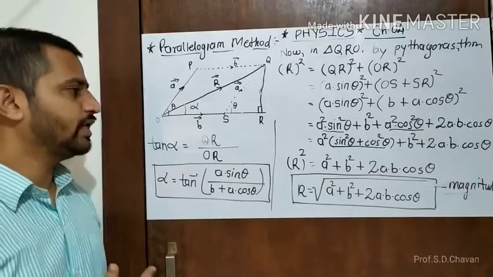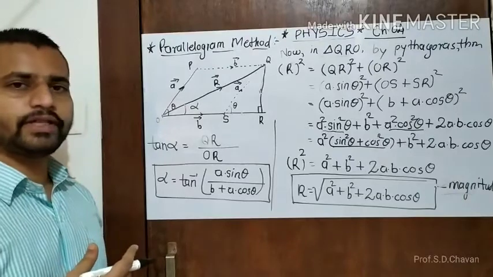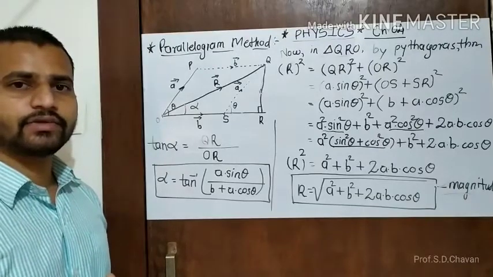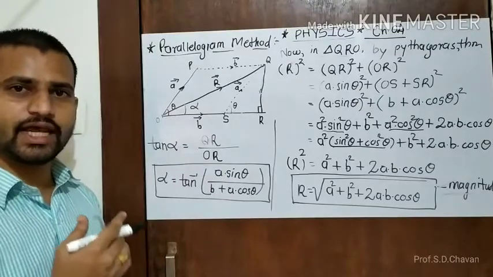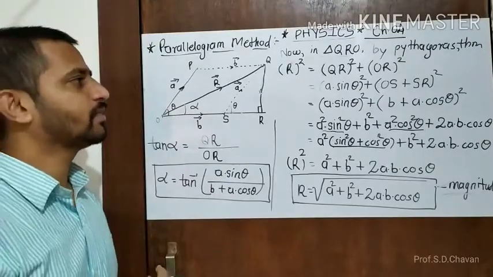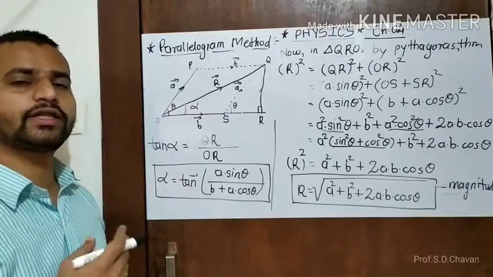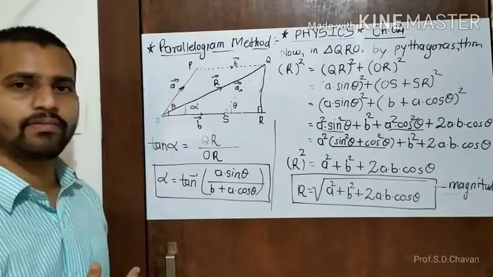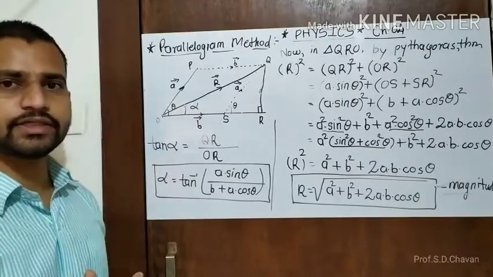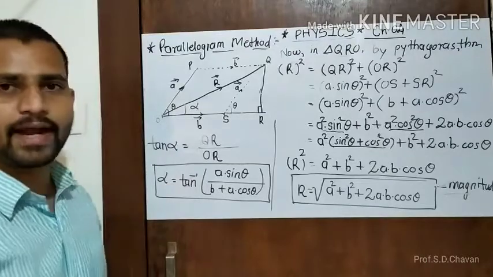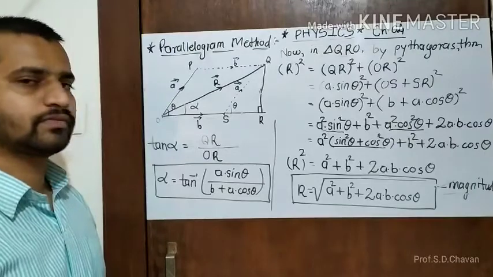In the next lecture, we will learn about the polygon method for vector addition. As the name itself suggests, when the vectors given are three or more, we can go for the polygon method. We will cover that part in the next lecture. So this is about the parallelogram method for vector addition. Thank you.